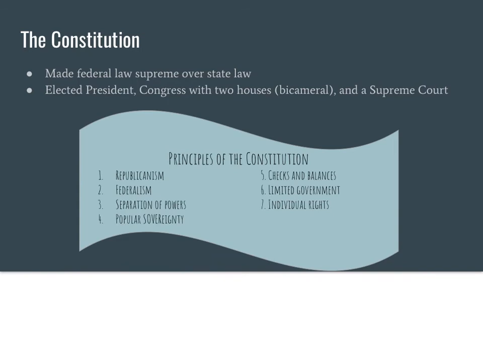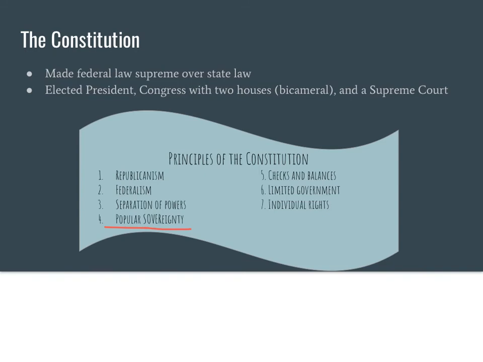Number four, popular sovereignty. Popular is people, and sovereignty is power. So people have the power, which means the people have the power over the government. The government does not have the power over the people. So the people elect their leaders, they elect their government officials to rule. They rule by consent.